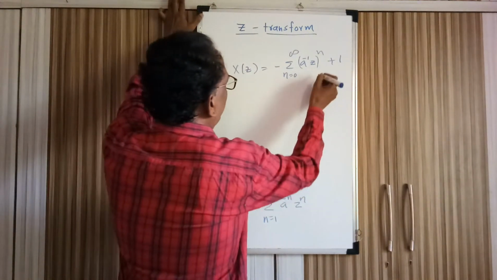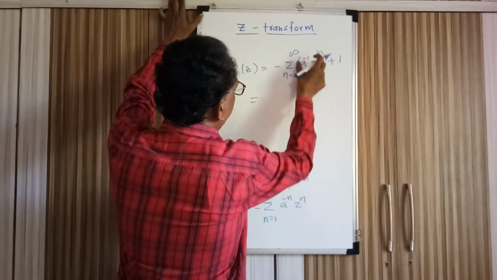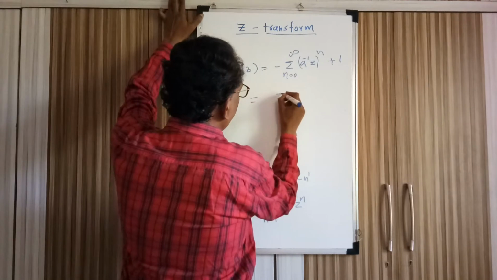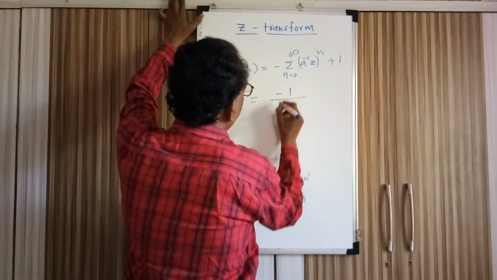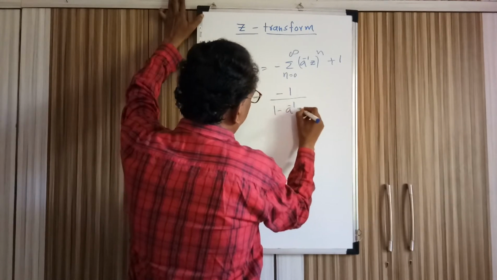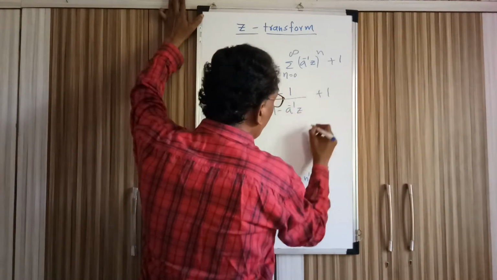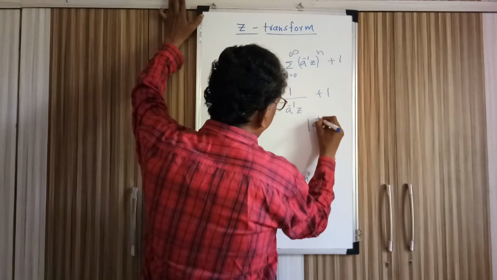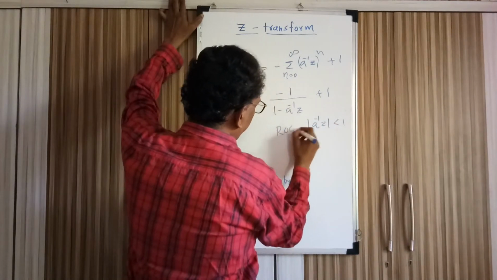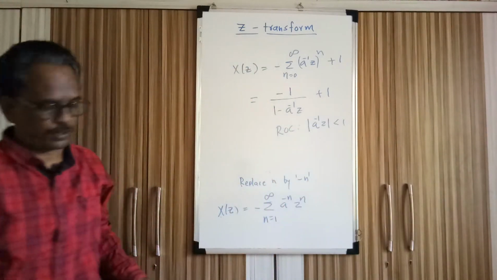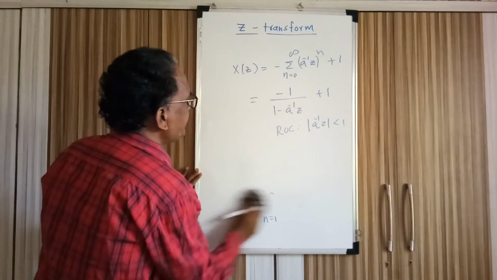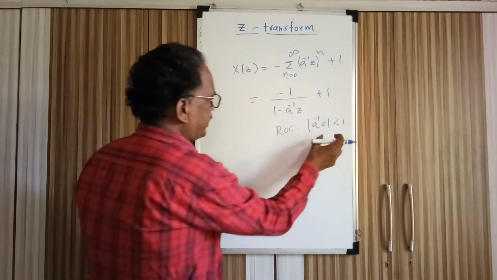So here we can consider this as alpha, and alpha should be less than 1. So minus 1 divided by 1 minus a inverse z, plus 1, provided, this is very important, mod of a inverse z must be less than 1. So this is the ROC, region of convergence. The Z transform exists and the value of the Z transform is this, but that is the value only when this is satisfied.